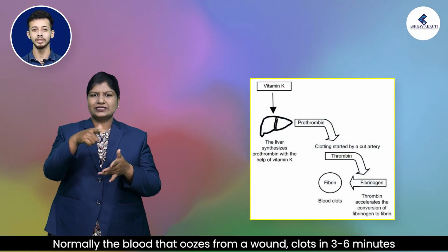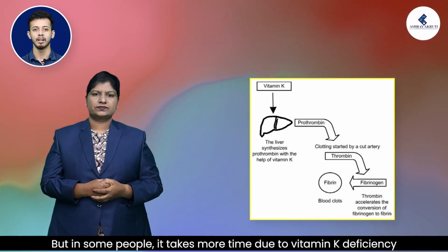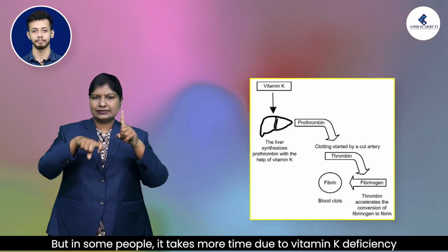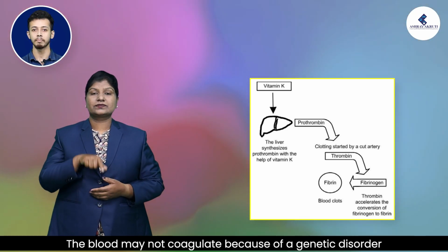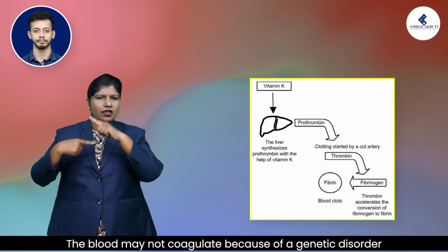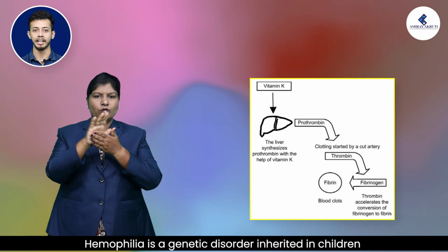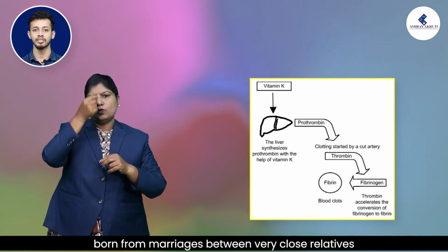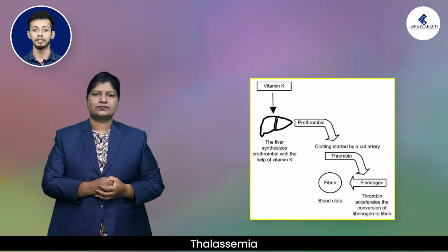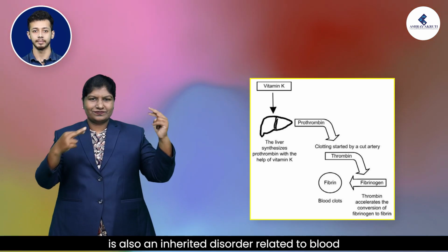Normally, the blood that oozes from a wound clots in 3 to 6 minutes. But in some people, it takes more time due to vitamin K deficiency. The blood may not coagulate because of a genetic disorder. Hemophilia is a genetic disorder inherited in children born from marriages between very close relatives. Thalassemia is also an inherited disorder related to blood.